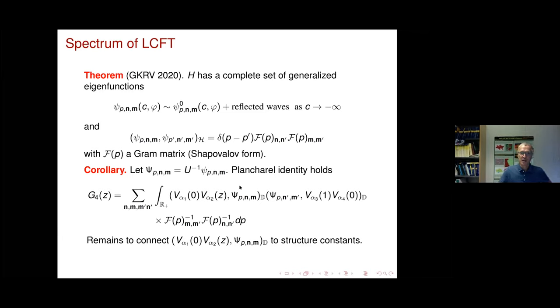So you put in a resolution of the complete set of eigenstates. They are not orthonormal, so there are these Gram matrices, but they are determined. So you get now an integral over the spectrum of the P. You integrate and sum over the N's. So what is still missing here is to connect these inner products to the structure constants. And that's my last slide.